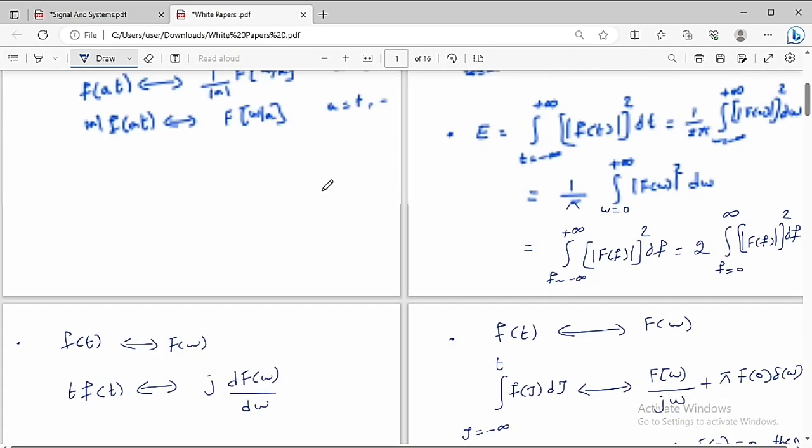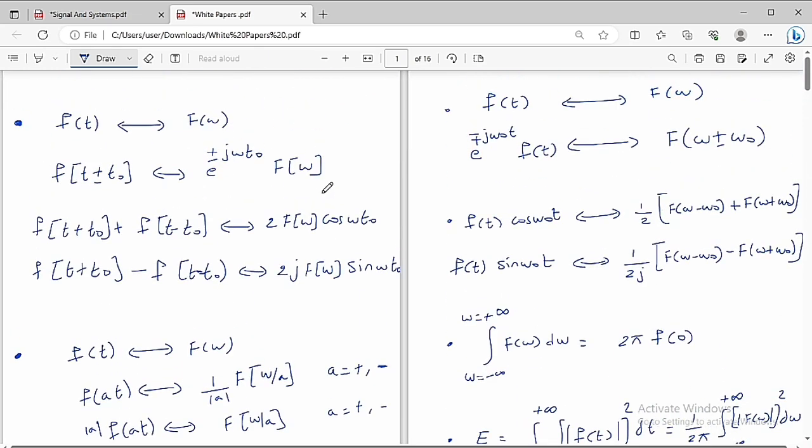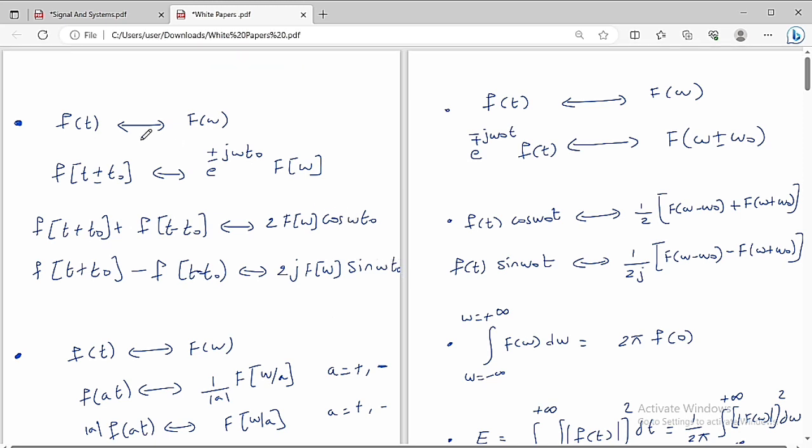So finally, let us repeat all these formulas so that you can easily understand. These are the different Fourier transform properties that you always have to keep in your mind. This is the time shifting property. For f of t, if the Fourier transform is f of omega, then for f of t plus or minus t naught, the Fourier transform is e to the power of plus or minus j omega t naught times f of omega. You can remember this with the help of the Laplace transform.